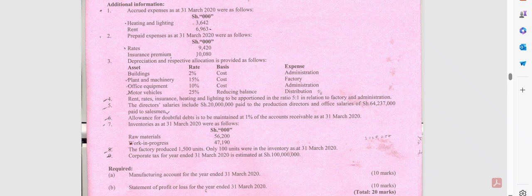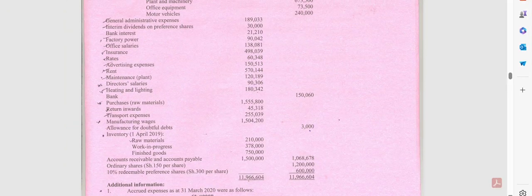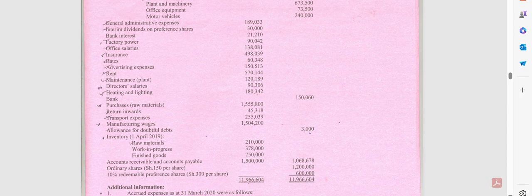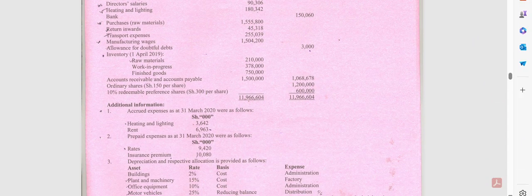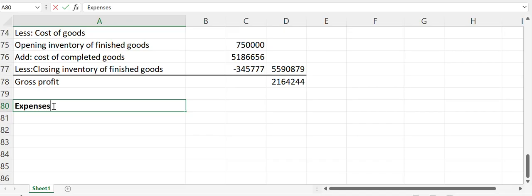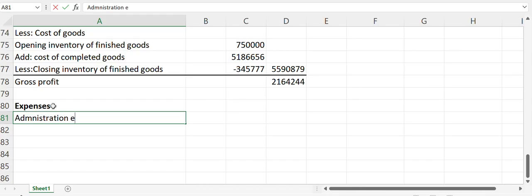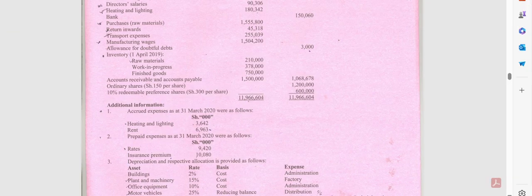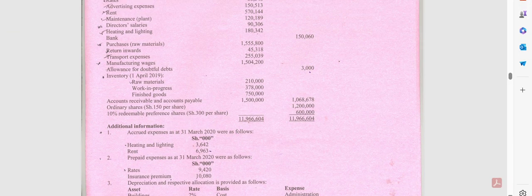So instead, we can just say expenses. We don't even have discount receipt, those stuffs. We really don't have. So we're going to say expenses then. So let us begin with administration expenses. So we begin with what is already there in the trial balance.